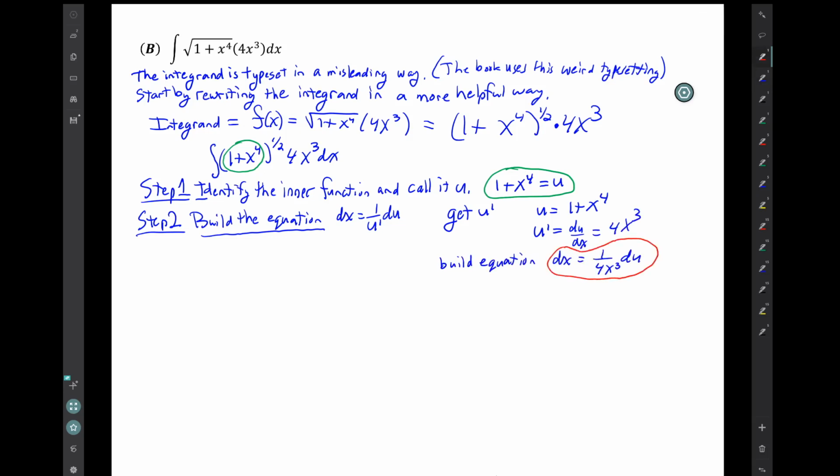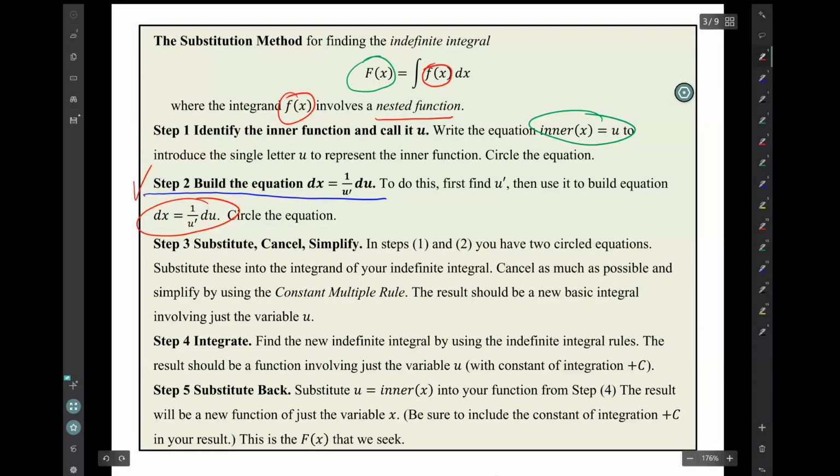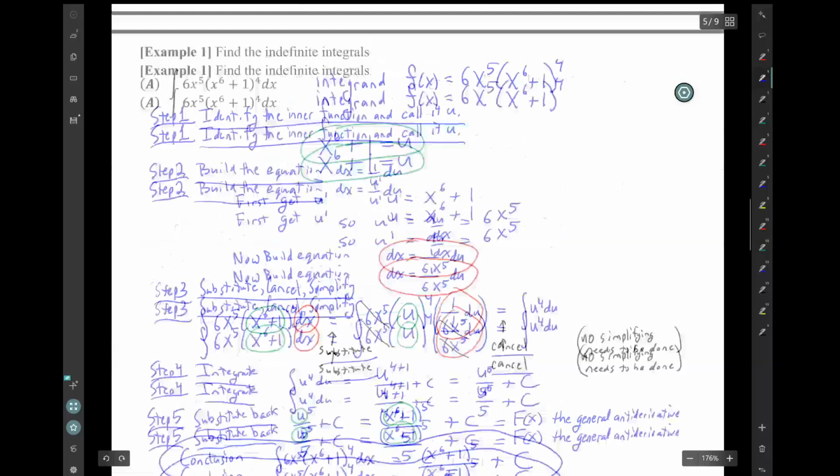There's our equation, dx equals 1 over u prime du. That's step 2. Let's go up and check our procedure. We've done step 2. So we're ready for step 3. Step 3 is substitute, cancel, simplify.